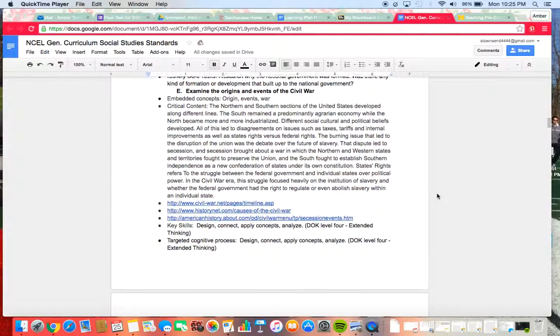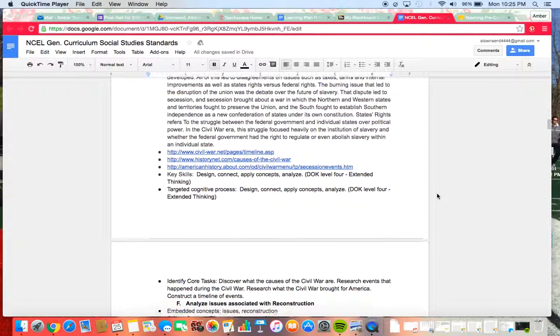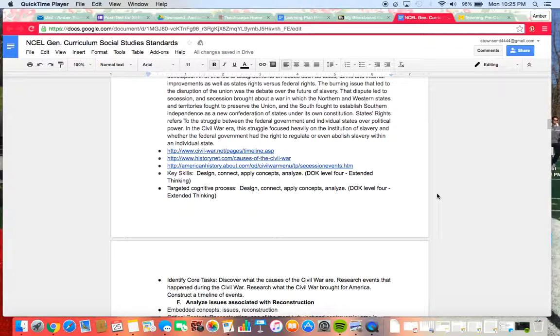The next one says to examine the origins and events of the Civil War. And I think this one is pretty lengthy, but the task that I pulled out of that was to discover what the causes are of the Civil War and research events that happened during the Civil War, research what the Civil War brought for America, and maybe construct a timeline of events. And all these websites right here, there's one at the top that's timelines, and it's really great for this one.